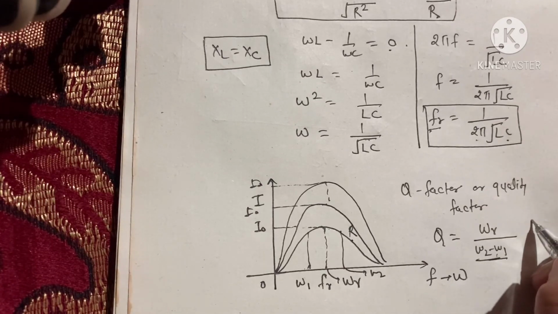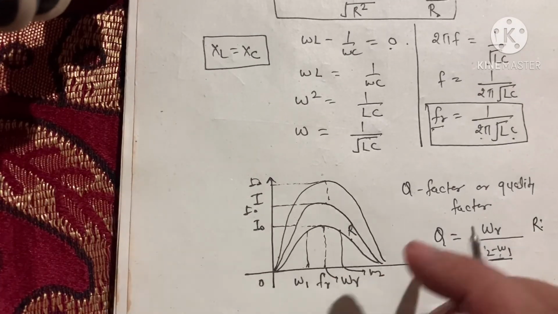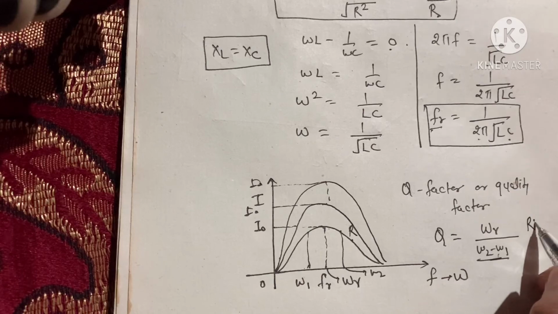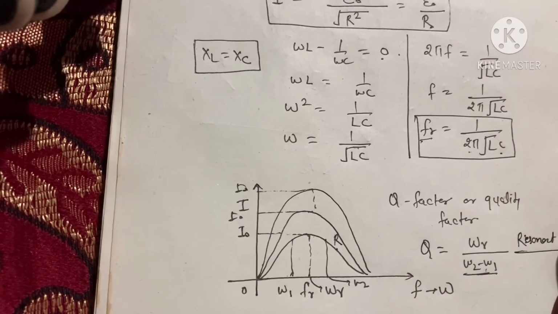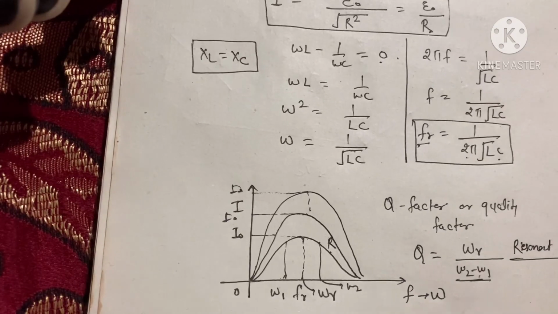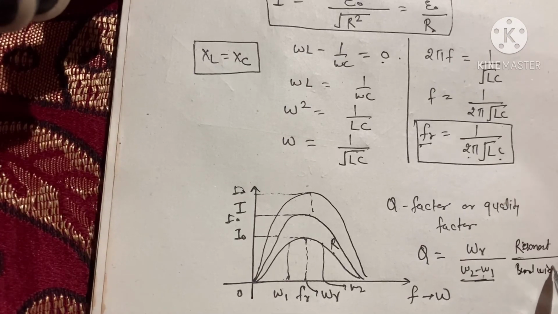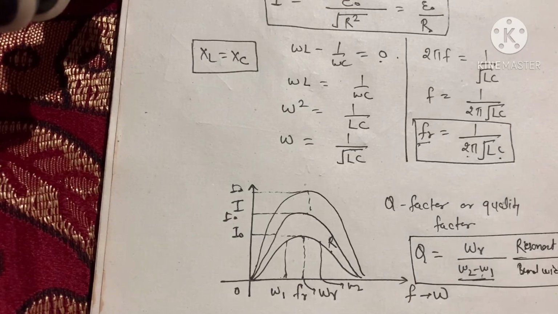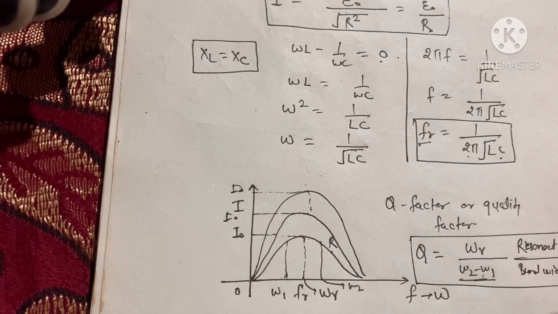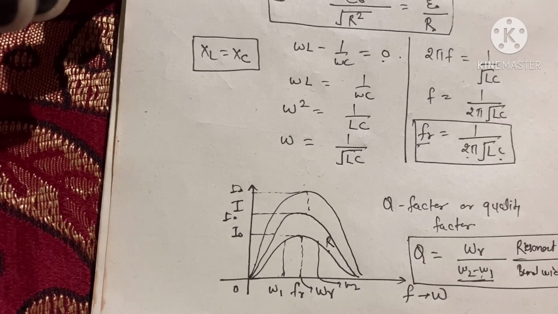So you can write it like this: resonant frequency divided by bandwidth. This is the formula for the quality factor. So what is the quality factor? Simply, the quality factor is the ratio of the resonant frequency to the bandwidth.